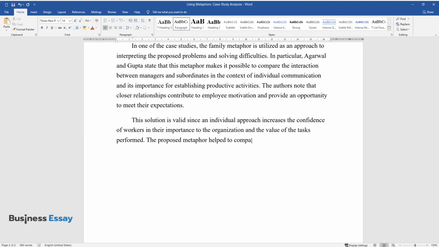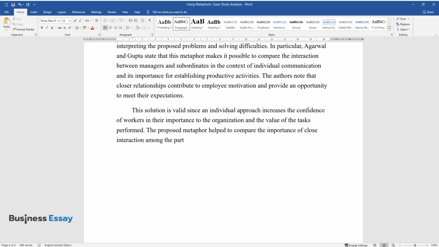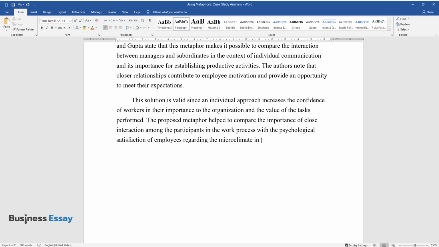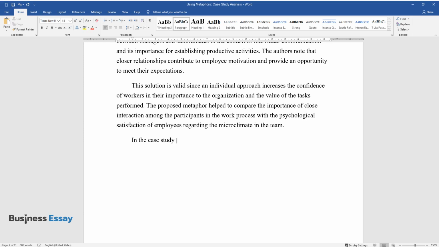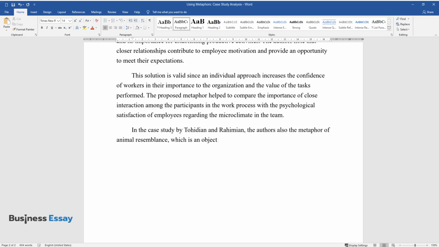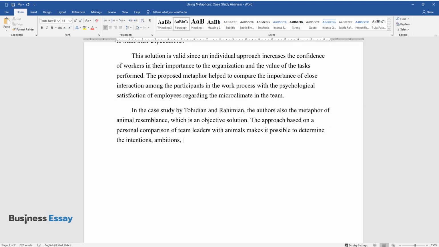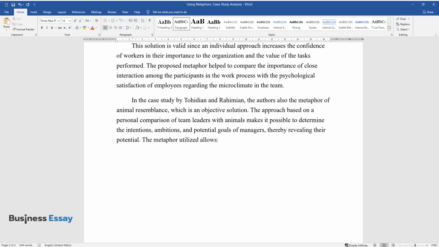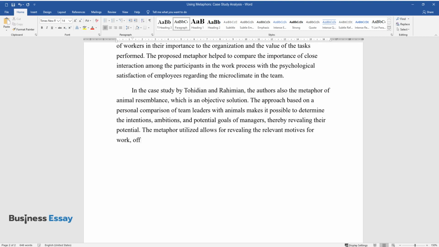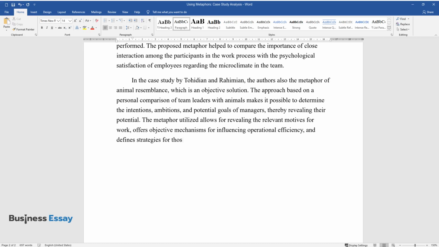The proposed metaphor helped to compare the importance of close interaction among the participants in the work process with the psychological satisfaction of employees regarding the microclimate in the team. In the case study by Tohidian and Rahimian, the authors also use the metaphor of animal resemblance, which is an objective solution. The approach based on a personal comparison of team leaders with animals makes it possible to determine the intentions, ambitions, and potential goals of managers, thereby revealing their potential. The metaphor utilized allows for revealing the relevant motives for work, offers objective mechanisms for influencing operational efficiency, and defines strategies for those responsible.